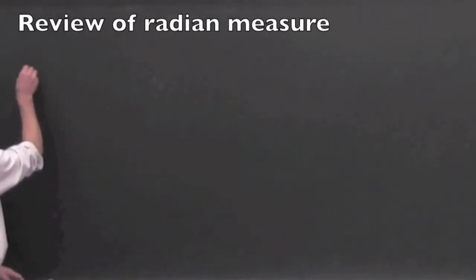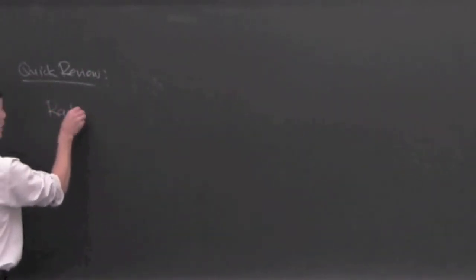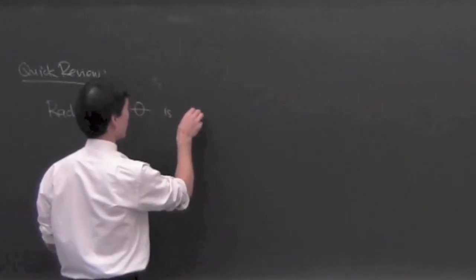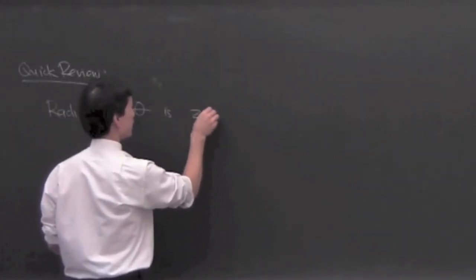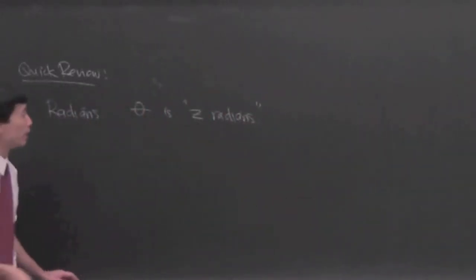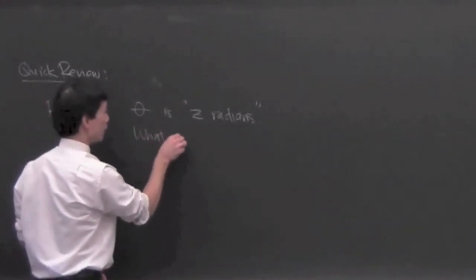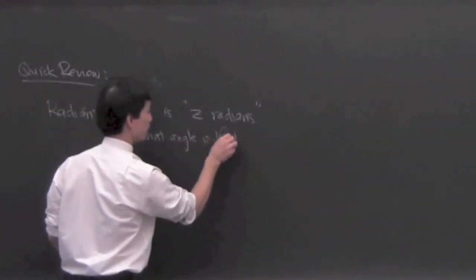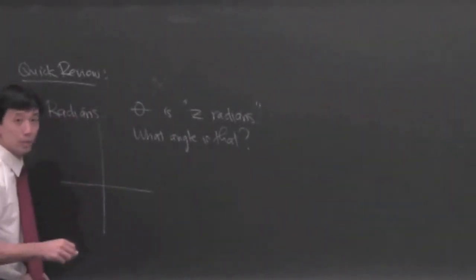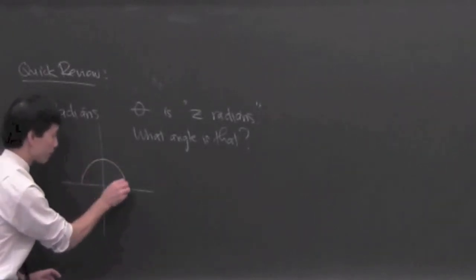So this is sort of a quick review of what was done on Wednesday. The first thing we did was define radians. If somebody says you have an angle and it is z radians, what does that mean? What angle is that? And the answer is that the radians basically tells you, you go to the unit circle.